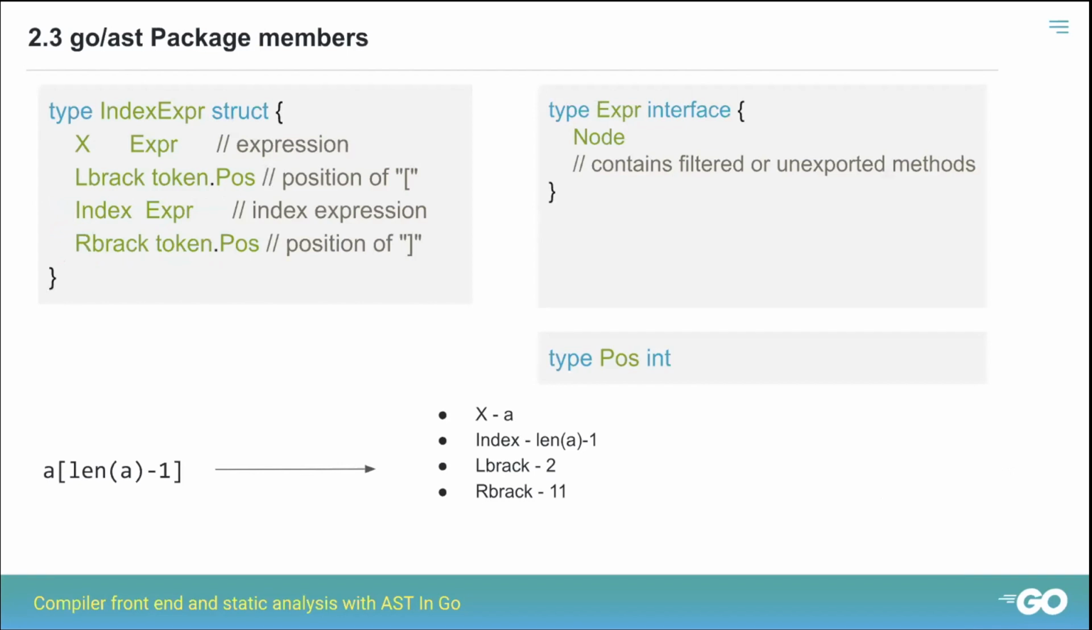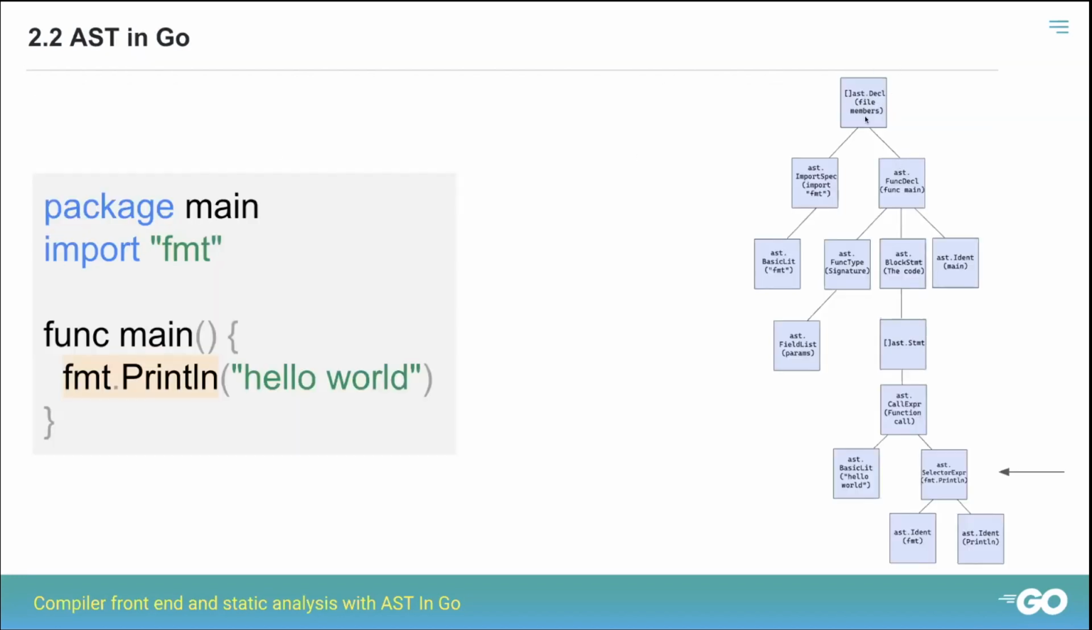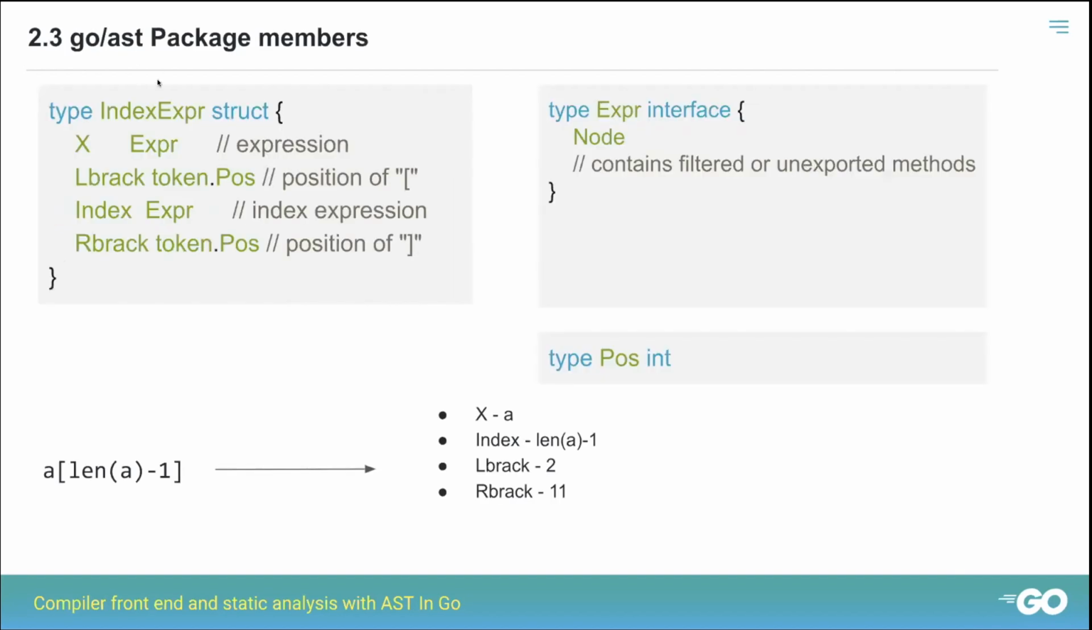So let's focus a bit on the AST package in Go. Let's take one of those types that are defined inside the AST package. We have this index expression, and this is how the struct is represented in Go. The index expression has the property X. X is what we do the index operation on. So in this case, it's a. We have the left and the right bracket, and those are just the position of the brackets in the code.